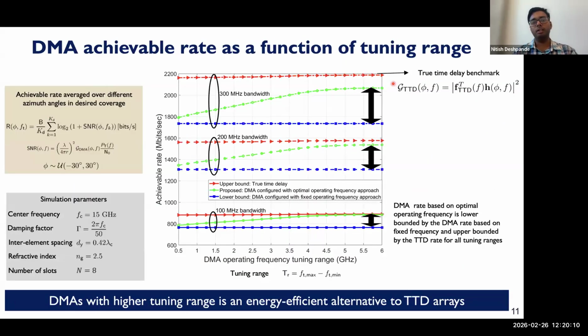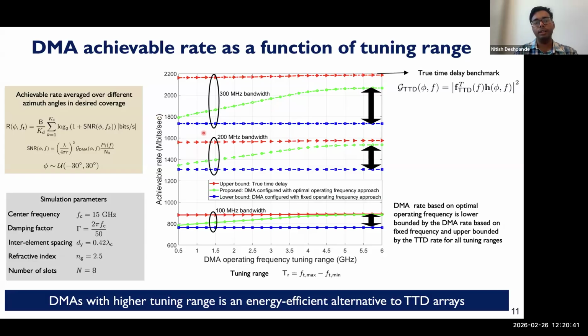So how does this affect the overall end-to-end achievable rate? The rate depends on the SNR and the SNR depends on the beamforming gain. In this plot, we show the achievable rate as a function of the DMA tuning range. So far we were looking at this range of 12 to 18 gigahertz, but let's see what happens if we vary the tuning range on the x-axis. The red curve is the upper bound, which is the true time delay benchmark that is always optimal in the wideband case, whereas the green curve is the proposed approach.